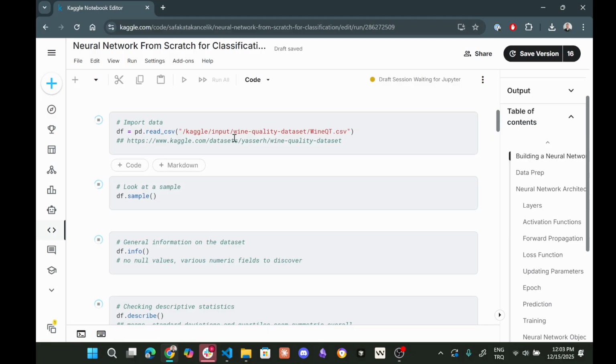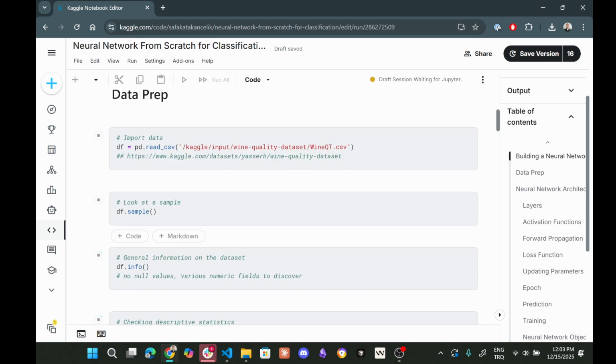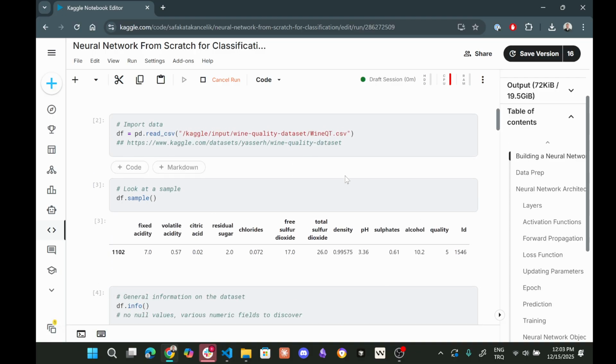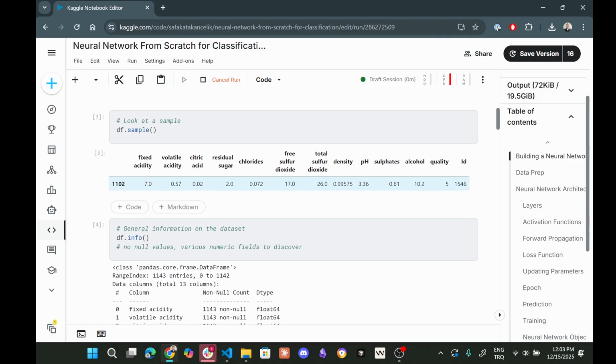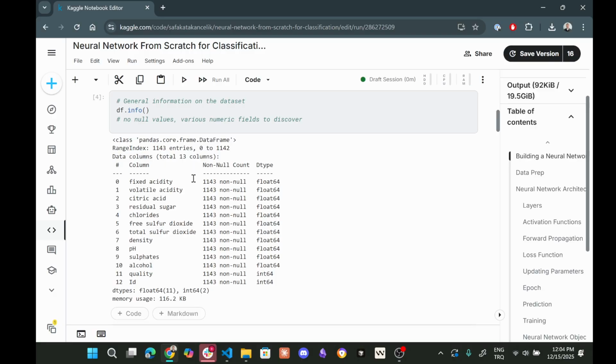After importing the data, I look at a sample of the data. After looking at the sample, I check the information. Because I just started to run again, it starts the kernel session, as it should have been done ten times right now. But yeah, it's running. We'll see results very quickly. Okay, I looked at a sample. And then I look at the info of the fields.